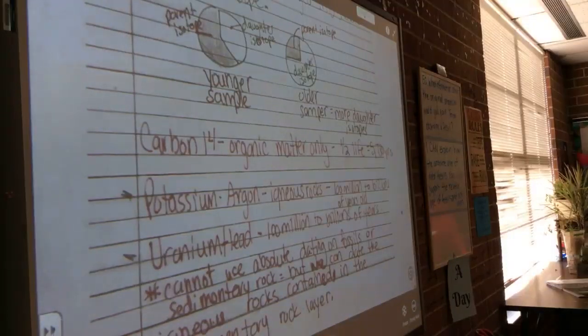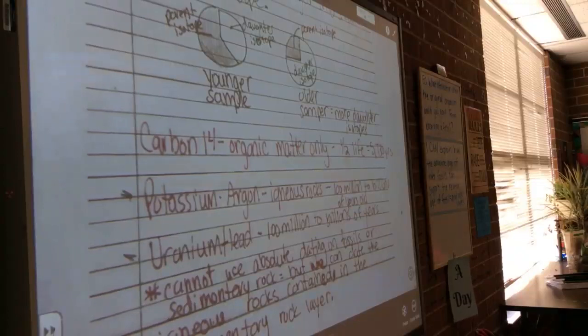Everybody should have a piece of graph paper. Make sure your name is on it just in case stuff gets mixed up. We are going to pretend that we have fossils that have organic matter in them, and we're going to know how old they are. So if I have a fossil that contains organic matter, which isotope am I going to want to use to find the age?